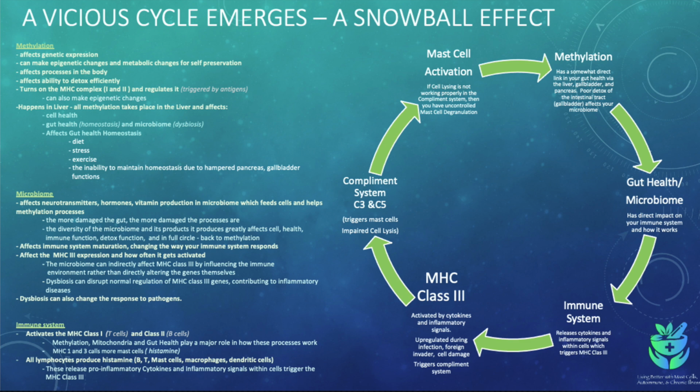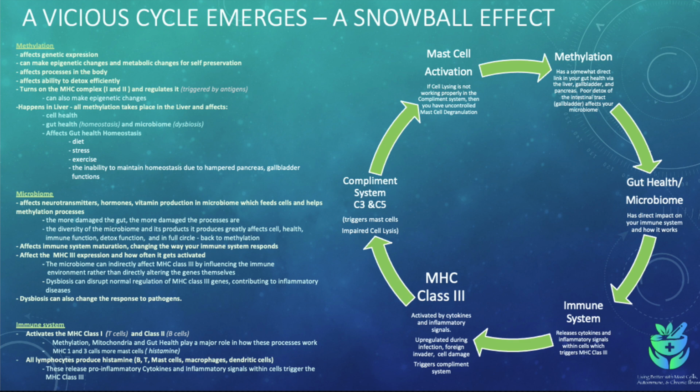All lymphocytes produce histamine. Those are your B cells, T cells, mast cells, macrophages, and dendritic cells. They release pro-inflammatory cytokines and inflammatory signals within cells that trigger the MHC class 3. Did you get that? They release cytokines and inflammatory signals within the cells that trigger the major histocompatibility class 3.